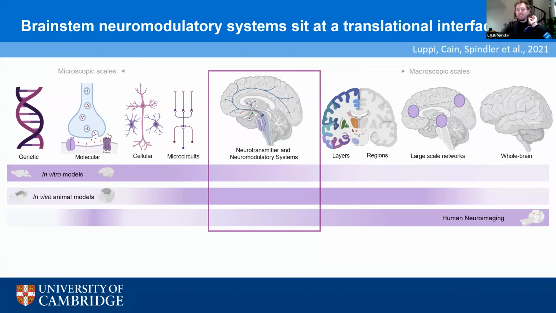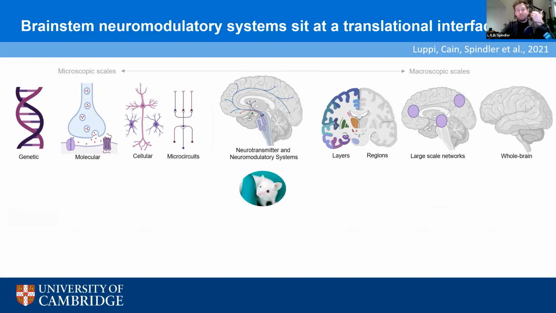But one area that holds particular promise for tightening this translational interface are the neurotransmitter and neuromodulatory systems of the brainstem. The reason for this is that the neuromodulatory nuclei of the brainstem can be addressed both in preclinical models and in humans using complementary tools. And our central hypothesis is that consciousness and the associated macroscopic network-level markers need to be understood with an appreciation of brainstem-mediated neuromodulation.